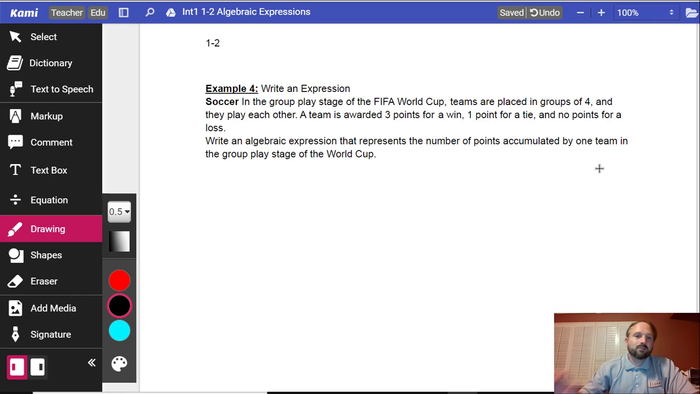Example 4. Write an expression. Soccer. In the group play stage of the FIFA World Cup, teams are placed in groups of 4, and they play each other. A team is awarded 3 points for a win, 1 point for a tie, and no points for a loss. Write an algebraic expression that represents the number of points accumulated by one team in the group play stage of the World Cup.